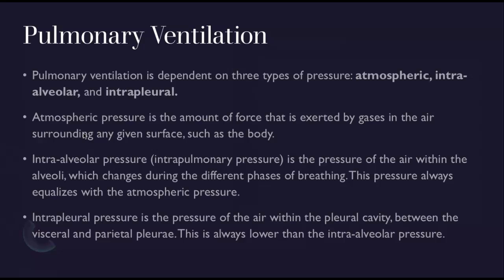Then there's intraalveolar pressure, which is also called intrapulmonary pressure, and it's the pressure of the air within our alveoli. That changes during the different phases of breathing, but it always equalizes with the atmospheric pressure. Okay, so it's always going to make itself equal with our atmospheric pressure. And then lastly is the intrapleural pressure, the pressure of the air within our pleural cavity, between the visceral and the parietal pleurae. This pressure is always lower than the intraalveolar pressure. Okay, so a lot of words here, but let's keep going.